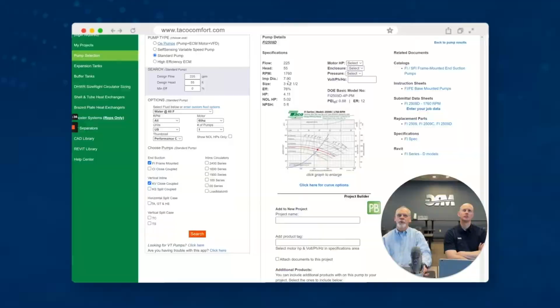All right. Here again, this shows your flow, your head, your RPM, the diameter size of the impeller. The other thing the engineers don't like to see is an impeller that's close to full impeller size, because if there's a problem with the performance, you can change that by increasing the impeller size. So it just gives you more flexibility. Yeah.